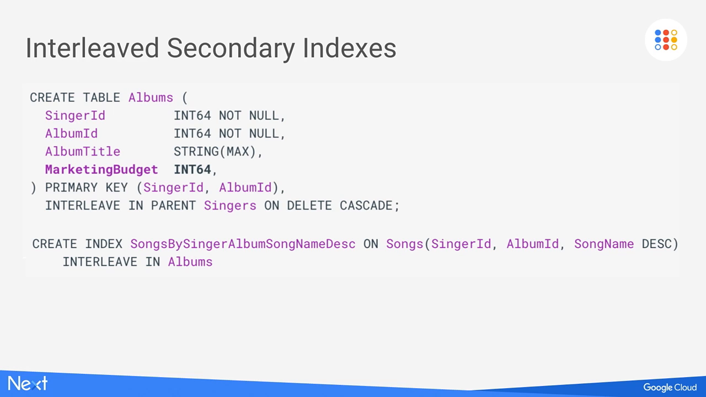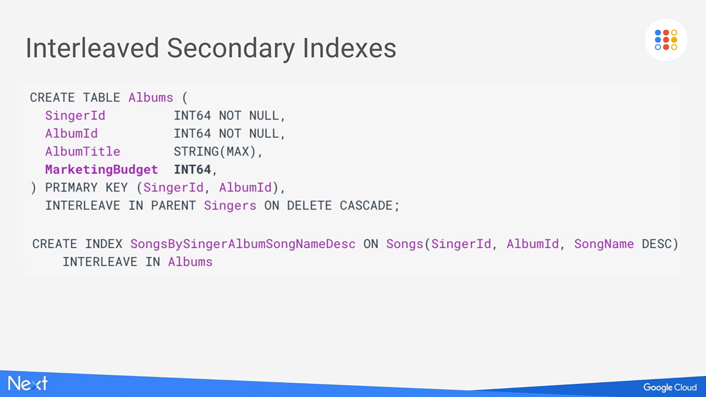So the way to think about this is, if I build a secondary index and I don't tell Cloud Spanner that it's interleaved, what could happen is the primary table could be on one node, and the index table could be on another node. And now every time I want to update the primary table, I have to coordinate between the two of them and do a two-phase commit.